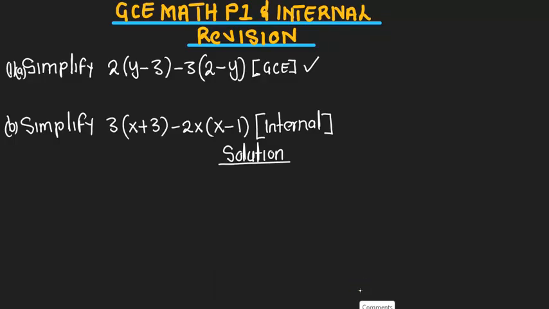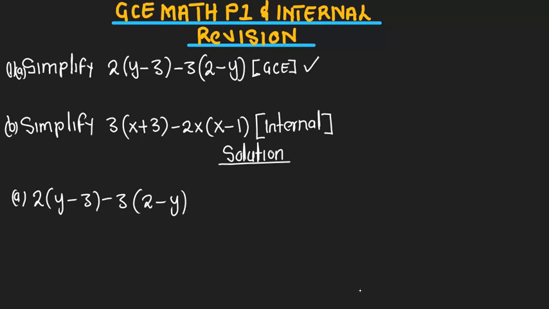So they gave you a question. What they are saying, we simplify 2, open bracket, y minus 3, minus 3, open bracket, 2 minus y. They want you to simplify. Now, to simplify this, all you have to do is simply expand whatever you have. So this 2 is going to multiply everything in the brackets.